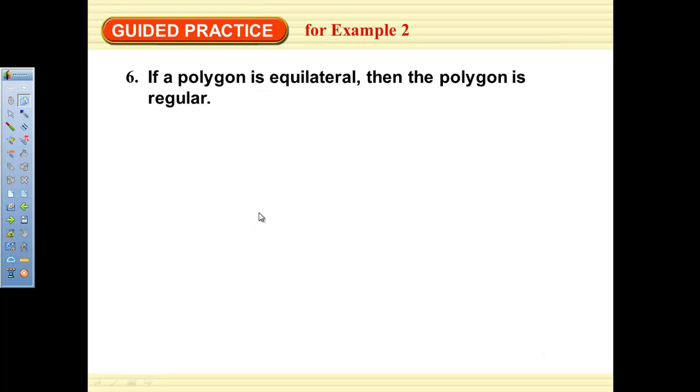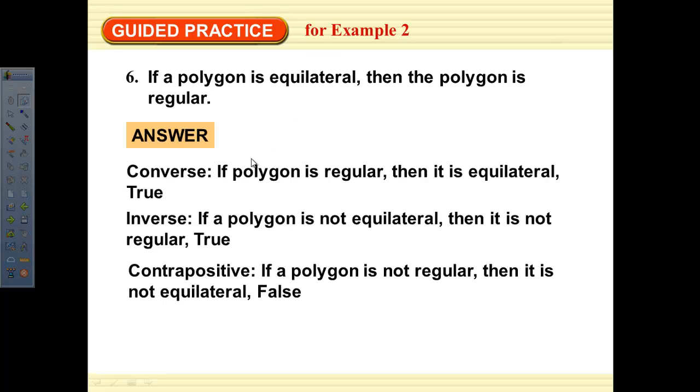For this next one, we have if a polygon is equilateral, then the polygon is regular. This is a false statement, because we could have an equilateral polygon that's not equiangular, and then it wouldn't be regular. So this doesn't guarantee it's regular. Therefore, when we do our converse, if a polygon is regular, then it is equilateral, yes, because if it's regular, it's equilateral and equiangular. So that makes it true.